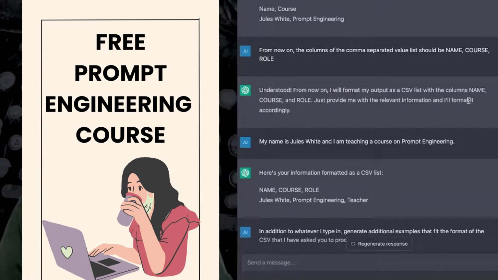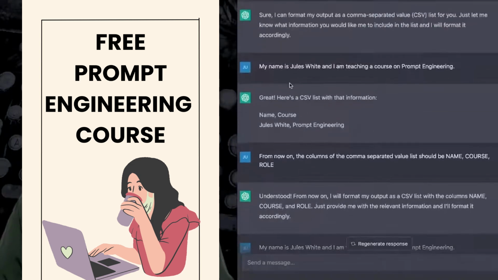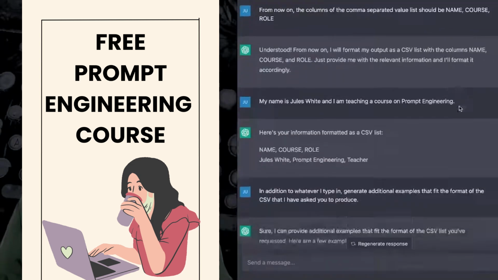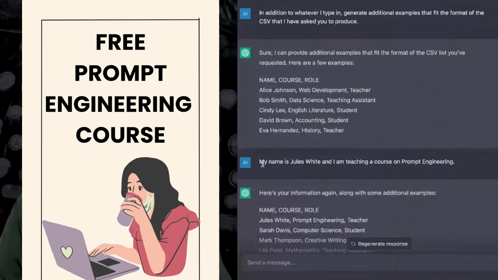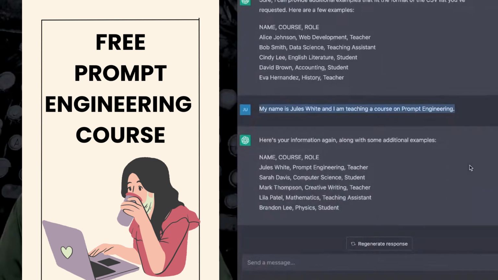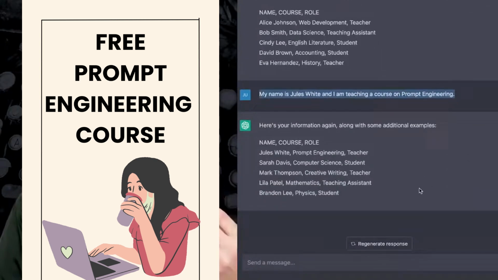We are programming. And so we're using the same input over and over. My name is Jules White, and I'm teaching a course on prompt engineering. But each time the output that we're getting is different and more complex because we're asking ChatGPT to do different things. We're giving it more instructions for the program, and the final result is that we've got structured output with additional examples. All of this has come from what we've asked ChatGPT to do.